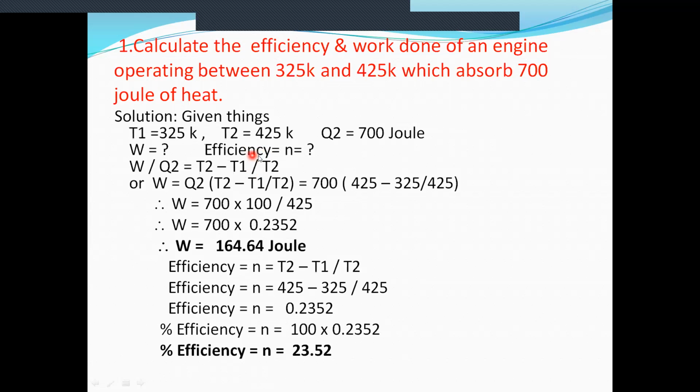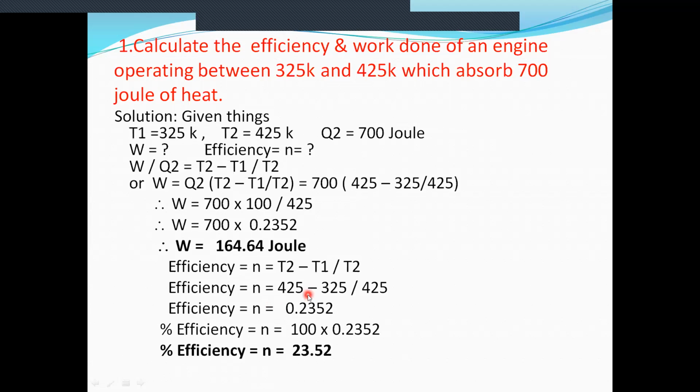Now second, we have to calculate the efficiency, that is eta. Eta is equal to (T2 minus T1) upon T2. Now put the values as already we have solved here. So that is 425 minus 325 divided by 425. That is 425 minus 325, that is 100. 100 divided by 425. So that means 0.2352. This is the value of efficiency.